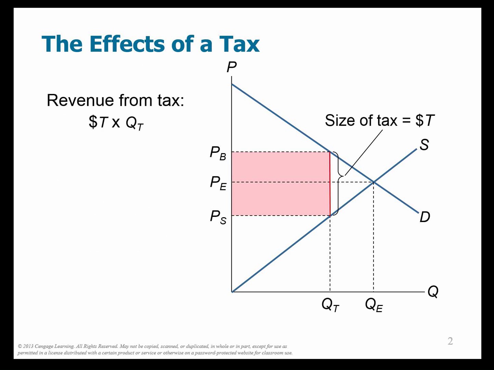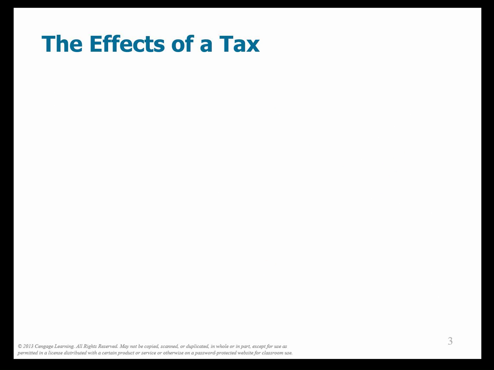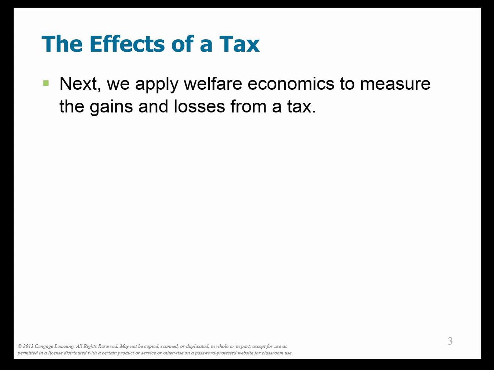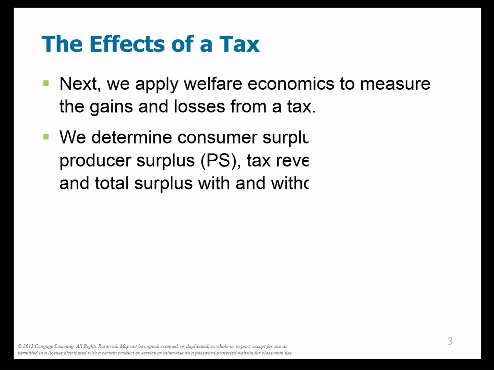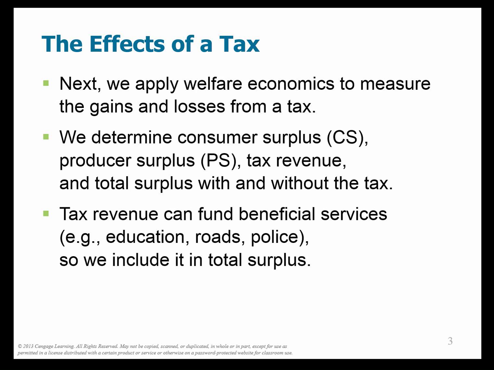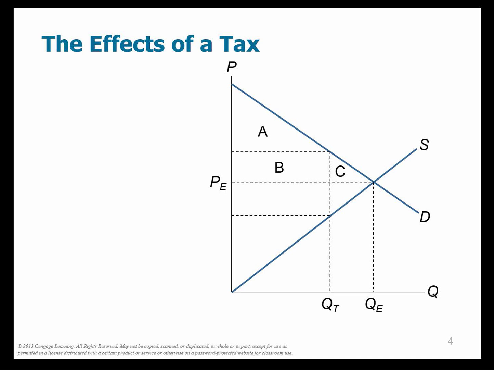Okay. The amount the government gets, as I mentioned back in Chapter 6, is this box here. They're getting $T per unit times QT units, so they're getting the area of this rectangle right here. All right. But now let's go ahead and use our new tools of welfare economics, consumer surplus and producer surplus, to see if we're better off or worse off with or without the tax.